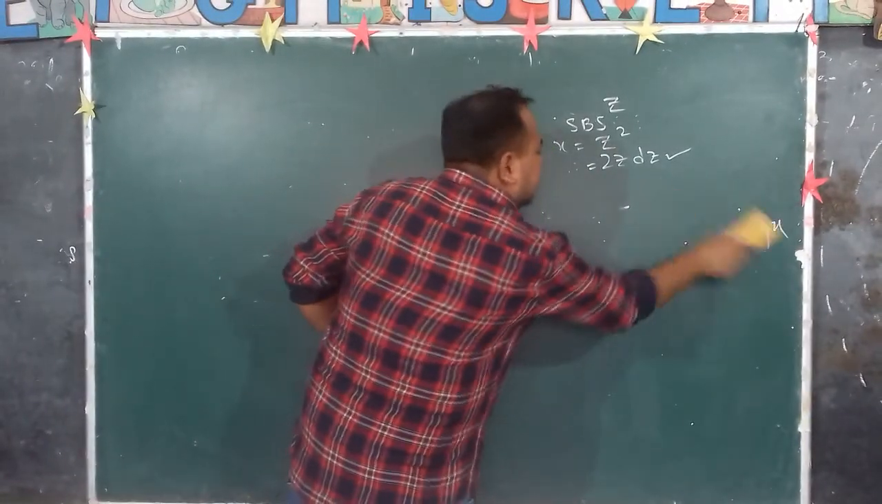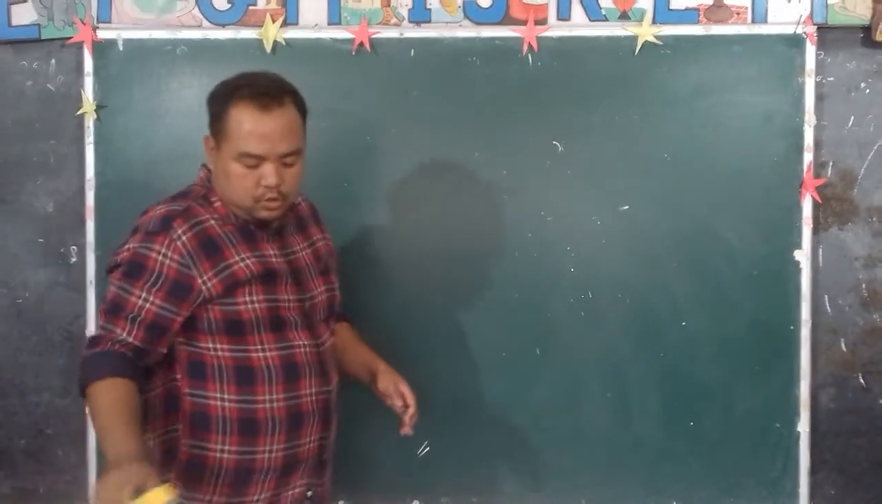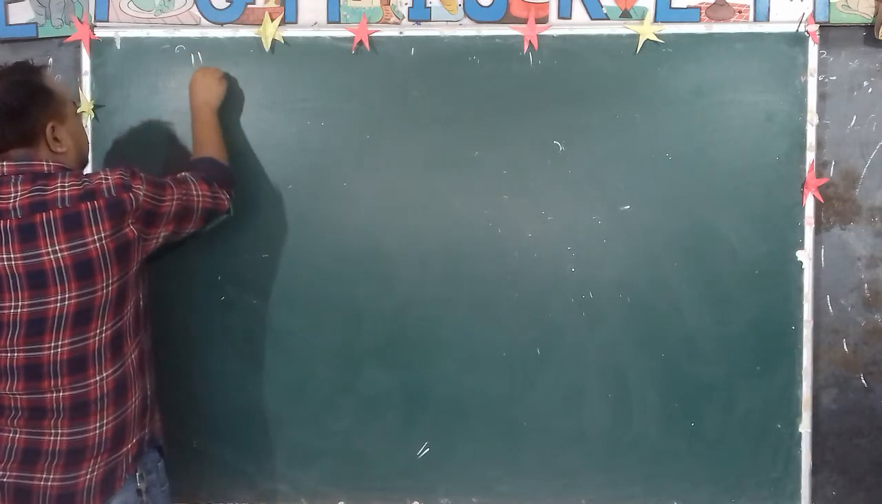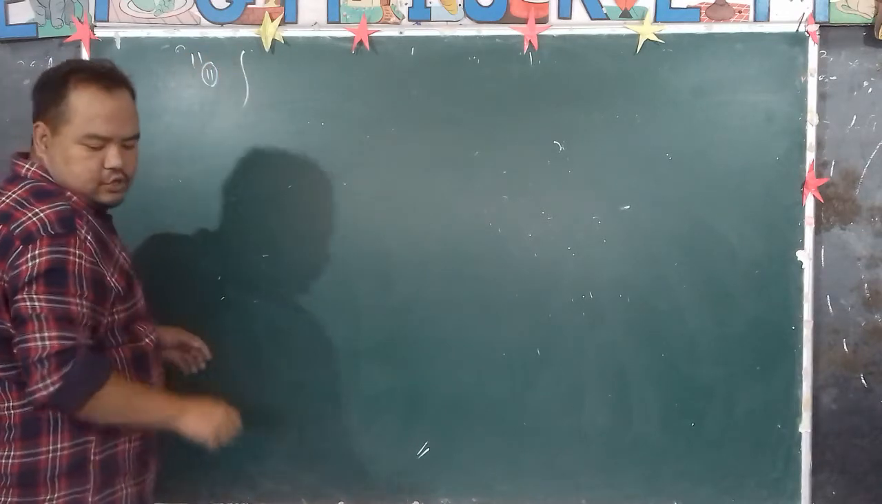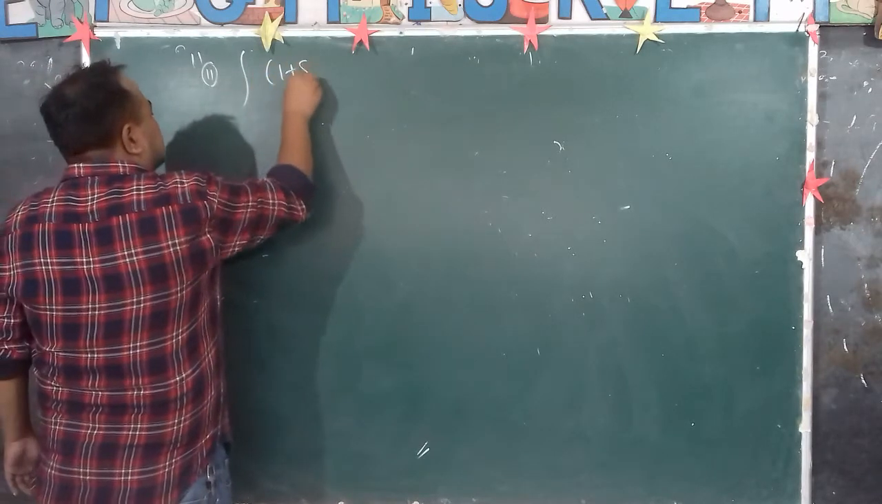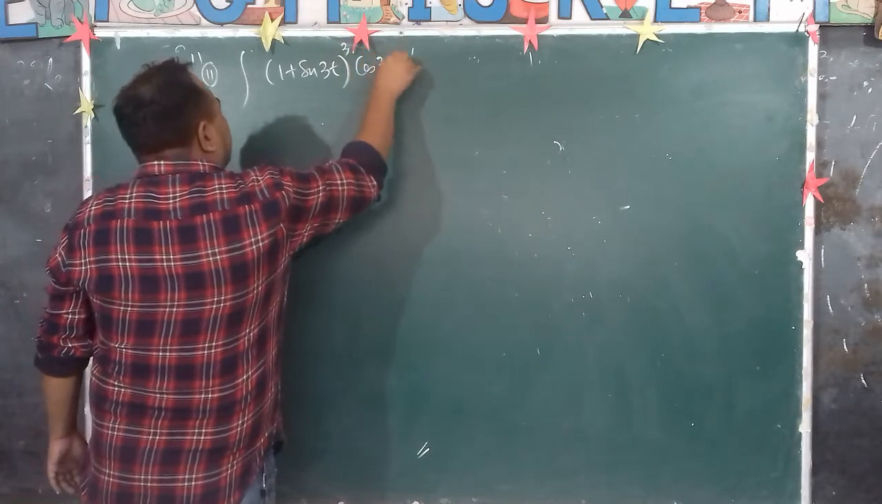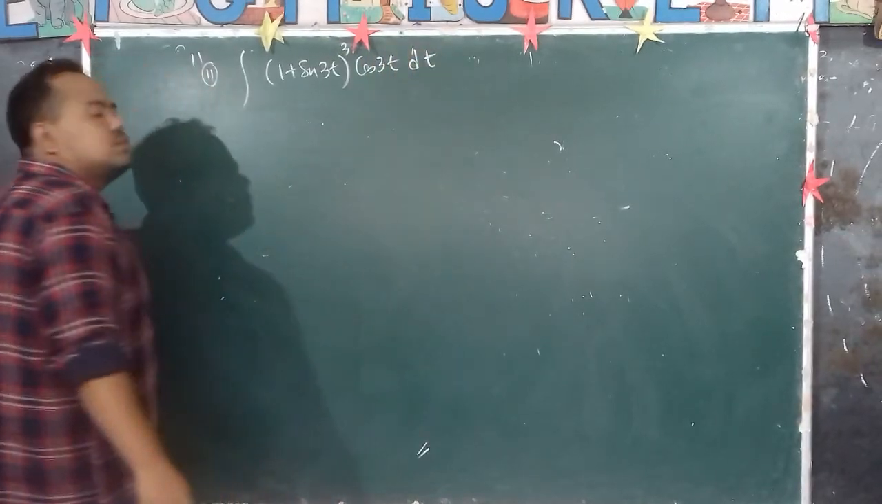Now look at question number 11, subdivision 2. The question is integration of 1 plus sine 3t whole cube into cos 3t dt. So this was the question.